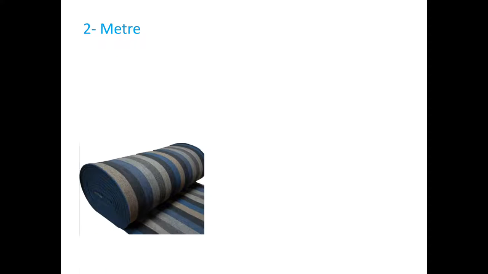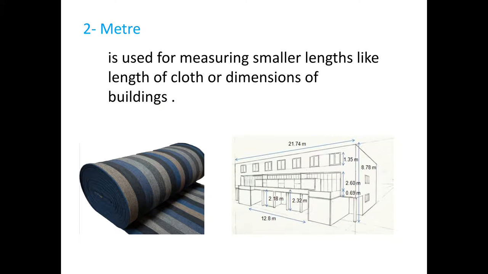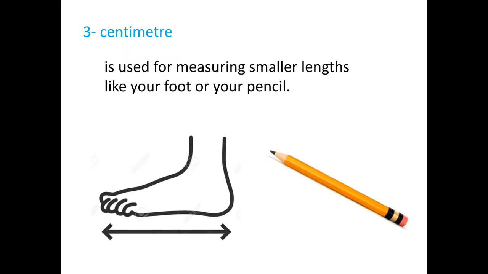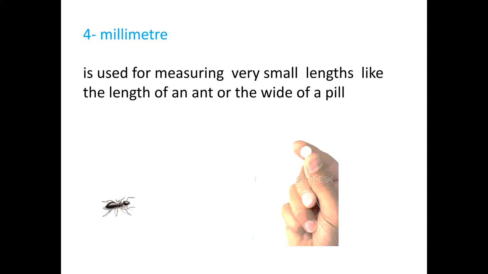Meter. Meter is used for measuring smaller lengths, like lengths of cloths or dimensions of buildings. Centimeter. Centimeter is used for measuring smaller lengths, like the length of your foot or the length of your pencil. Millimeter. Millimeter is used for measuring very small lengths, like the length of an ant or the width of a pill.